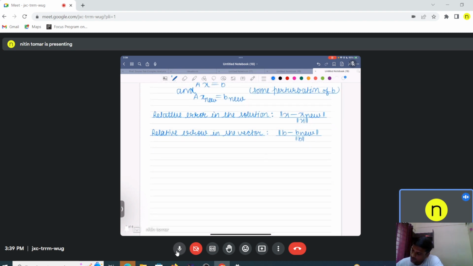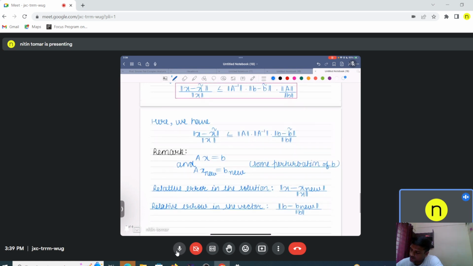So this theorem says that you can actually control the relative error in the solution. So you can control relative error in the solution by some constant multiple of relative error in the given vector.